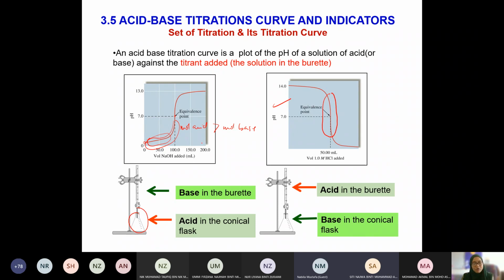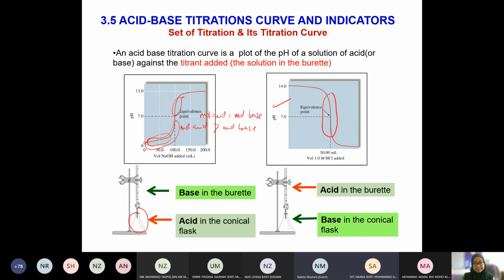So bila acid punya mol berkurang, okay, what happen to the pH? pH will go up. Betul tak? Dia kan inversely proportional. Okay, pH akan naik. Maksudnya acid punya concentration is decreasing. So what happen to the pH? pH will increase. Okay, dia kan inversely proportional. Okay, and then kawasan sini, the equivalent point is when mole acid is the same as mole base.